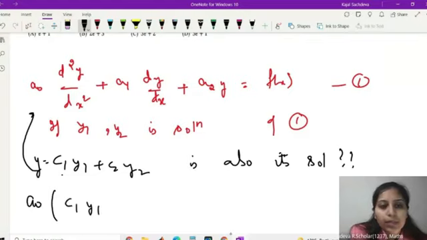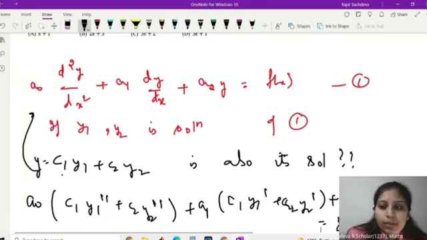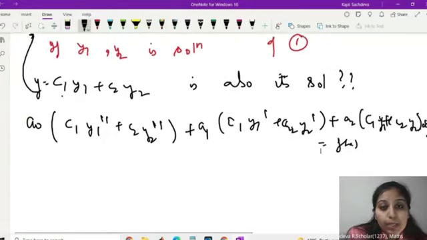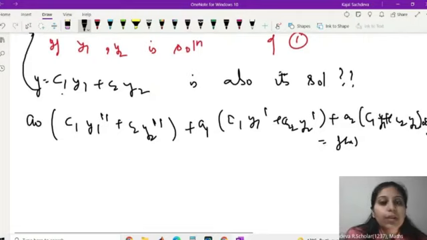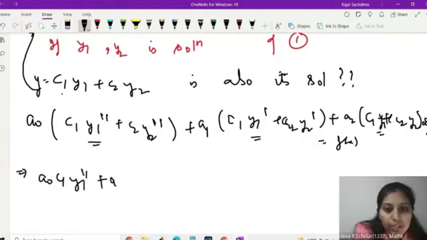Double derivative: c1 y1 double dash plus c2 y2 double dash, plus a1 times single derivative c1 y1 dash plus c2 y2 dash, plus a2 times y, where y is c1 y1 plus c2 y2, is equal to f of x. We have this after substituting. If y is equal to c1 y1 plus c2 y2 is a solution, then it will satisfy the first equation. Now collecting y1 terms: a naught c1 y1 double dash, a1 c1 y1 dash.